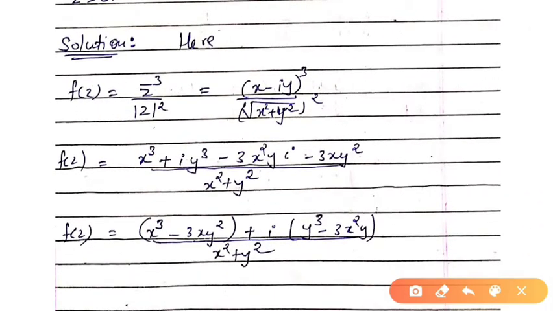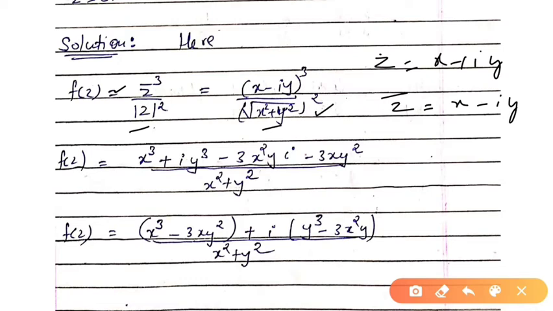Now we know that z equal to x plus iy, then z bar will be equal to x minus iy. So here I can replace z bar by x minus iy, and we know that mod z equal to under root of x square plus y square, and it is the whole square of the same.